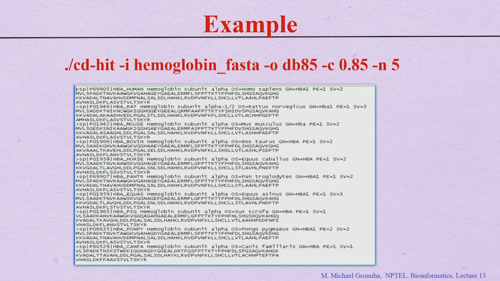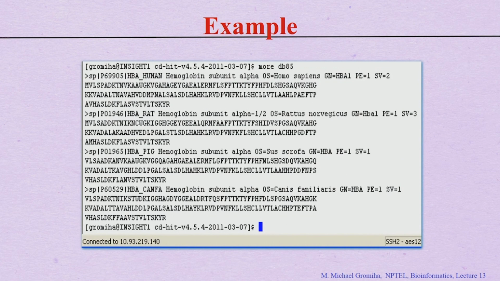So, now we give the sequences. We have all the sequences in FASTA format and we run CD-HIT. This is the input file and here this is the output. So, with the 85% sequence identity and using the word size n, you can use any word size, here n equal to 5. Then you will get the final data, which you can use for any analysis.